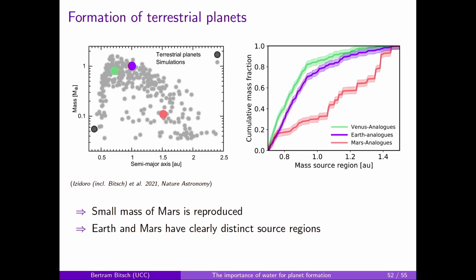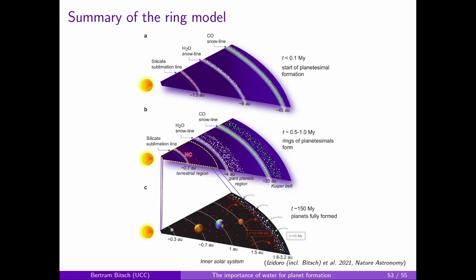Now, additionally to that, we can actually reproduce the small mass of Mars. So these colorful dots are the terrestrial planets in our solar system, and the gray dots correspond to our simulation. So we get this kind of shape. So we have large Earth and Venus and a small Mars. Additionally to that, if you look at the source region of the material that the planets ingested during their growth, we see that Venus and Earth have a different zone where the mass comes from compared to Mars. And this is great because Mars and Earth are actually a bit different from the isotopic composition. So this is very nice.